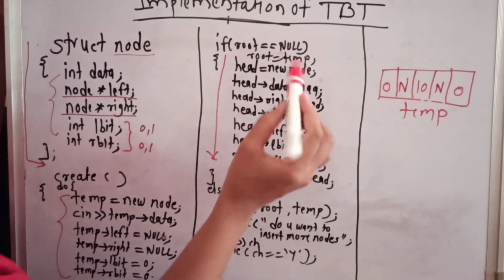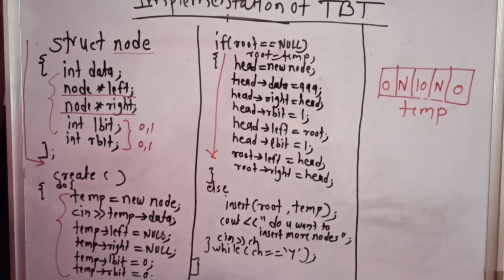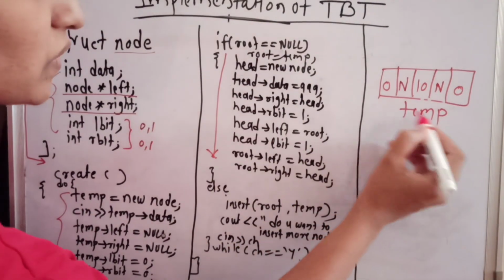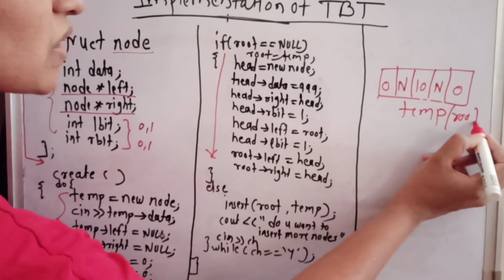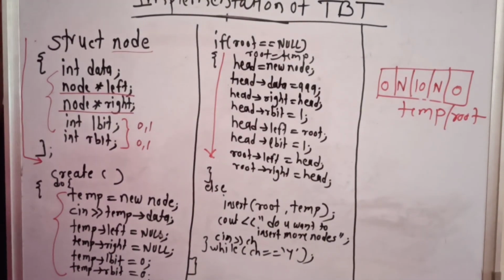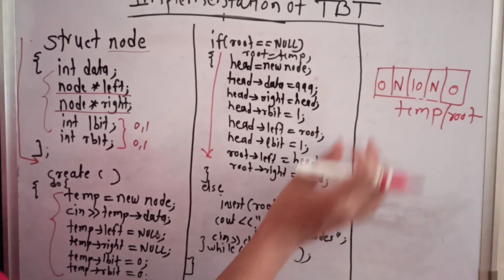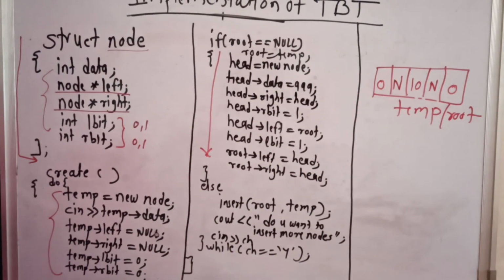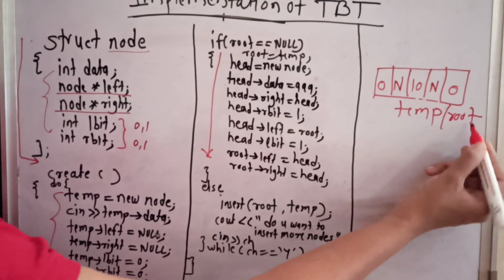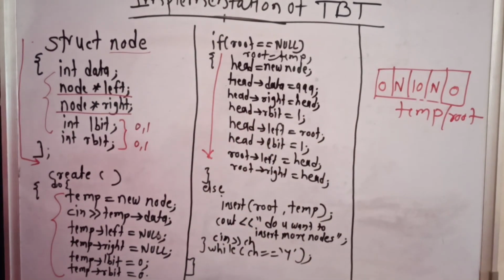So what I am doing here, the first statement I have written is root is equal to t. That means this temporary node I am going to rename as the root here. So this will now act as the root node for the TBT. But this TBT is not yet complete. Though I have marked the root here, it is not the TBT yet.